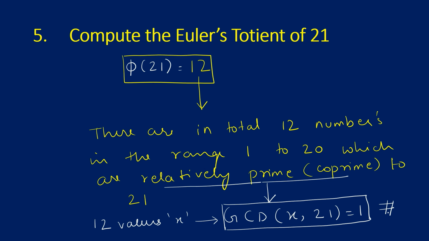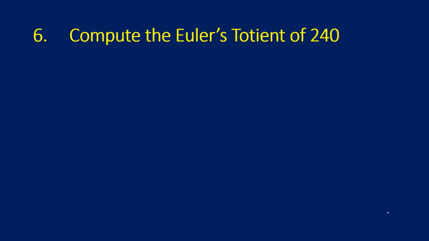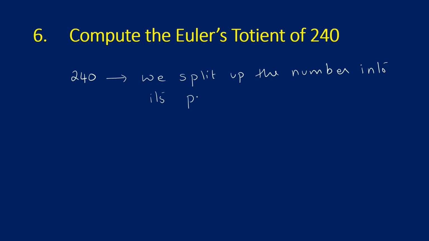Let us now check out the next question, that is, compute the Euler totient of 240. Now if you check this number 240, it is a large number, and at a glance we cannot split it up. Whenever a number is large, the first step is to split up the number into its prime factors. Now how do we do that? You take 240 and divide it by the first prime number. Which is the first prime number? It is 2. Keep in mind the initial prime numbers till 10 are 2, 3, 5, 7.